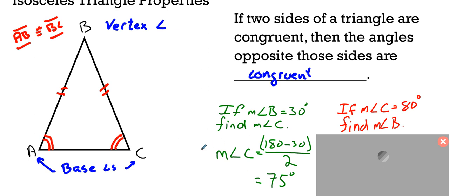Now, what I have right here is perfectly acceptable for how you should show work. I don't need to see the 2x plus 30 equals 180 and then subtract 30 from both sides and then divide by 2 like we did in algebra class. This is still communicating that, yes, I know I'm going to take the vertex angle away and divide by 2, and that will give me one of the base angles. Totally acceptable.